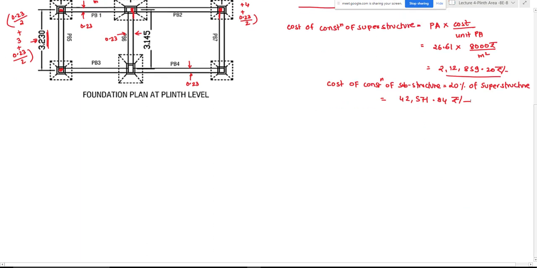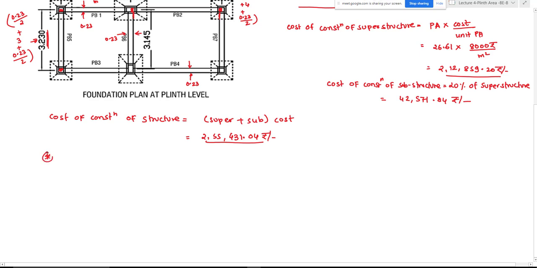So then we'll have to find out the cost of construction of a structure. Cost of construction of a structure will be equal to the cost of construction of superstructure plus substructure. So it will be 2,12,000 rupees plus this 42,571 rupees. So this will work out to be 2,55,431.04 rupees. So this was the total cost of construction of a structure.